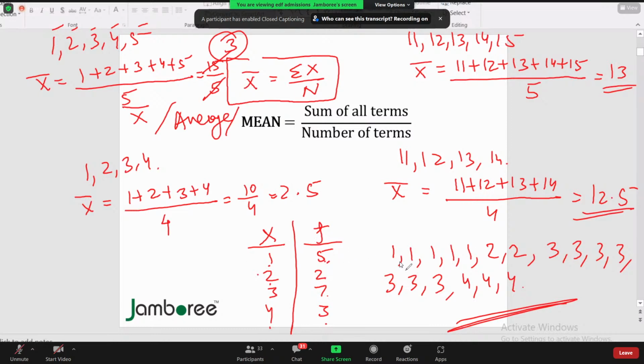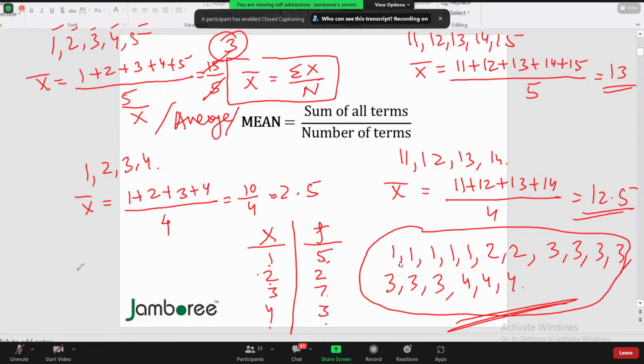This information, when presented in the generic form, will mean that 1 will appear 5 times, 2 will appear 2 times, 3 will appear 7 times, and 4 will appear 3 times. Now, if you wish to find out the mean of the series, it will be the sum of all the observations divided by the number of observations.